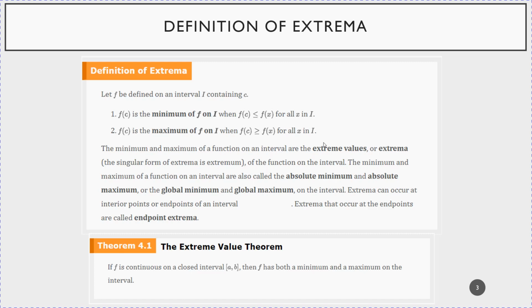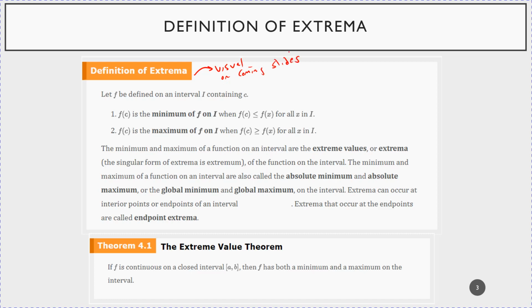Now f of c is a maximum of f on I when f of c is greater than or equal to f of x for all x in I. Here again, we're going to look at the graph of the function in our first example and ask, where is the highest value of the function? I'm going to show the visual of this in the coming slide, so this will make more sense when you see the first visual.